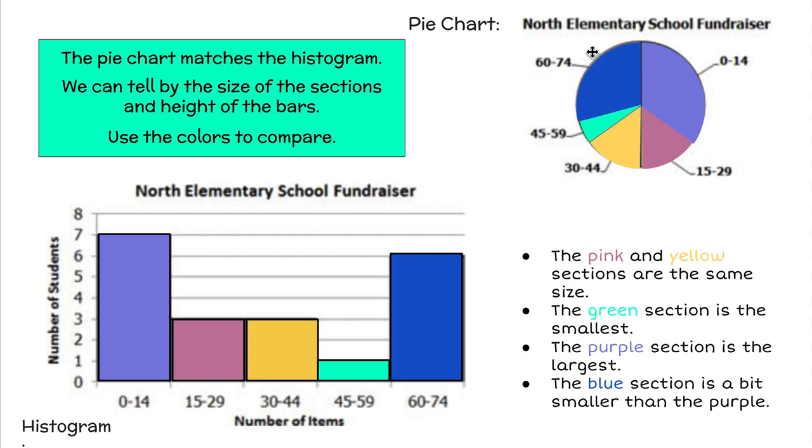That leaves us with this blue section that we haven't really discussed yet. It is a little bit smaller than the purple section, but it's bigger than the rest of the 3 sections, the pink, the yellow, and the green. So it should just be a little bit shorter than the purple, which we can see it is, but it's also still larger than the other 3, which it is. So that's why this pie chart and this histogram do end up matching each other.